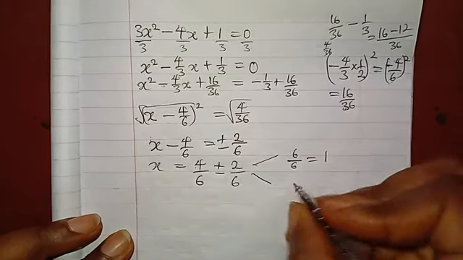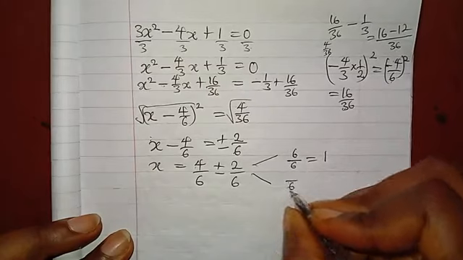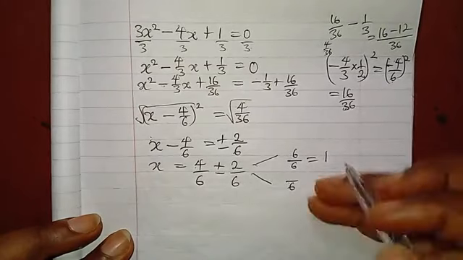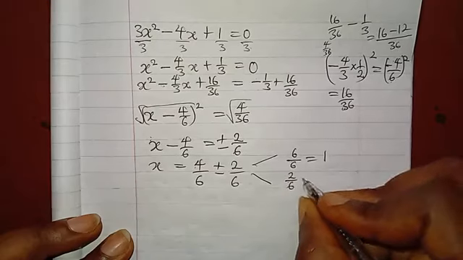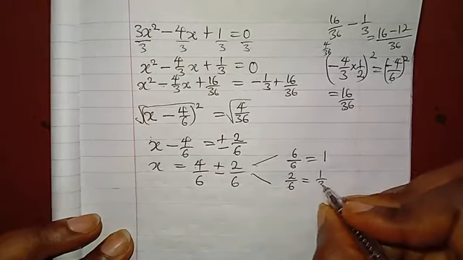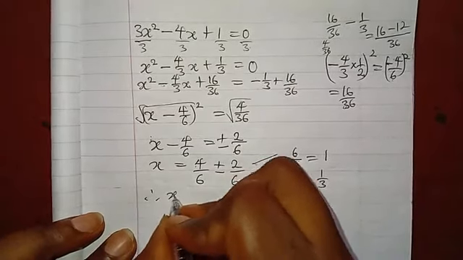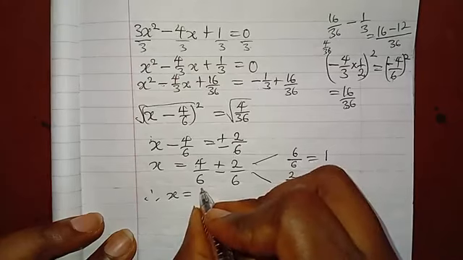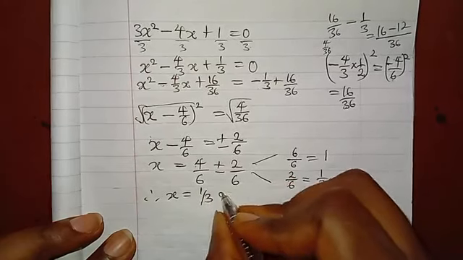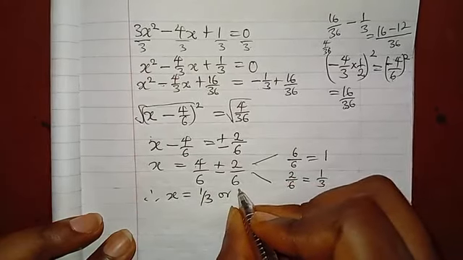For this other part, we have 6. 4 minus 2 is 2. 2 over 6 is 1 over 3. That's the lowest terms. Therefore, x is equal to 1 over 3 or 1.